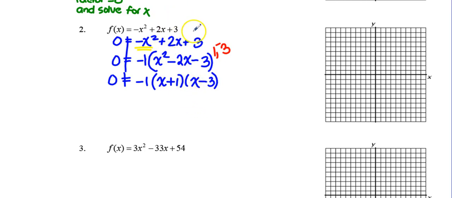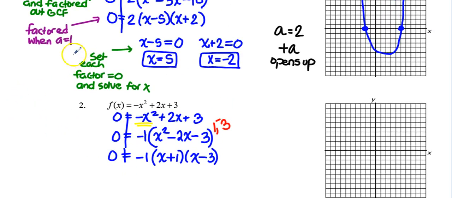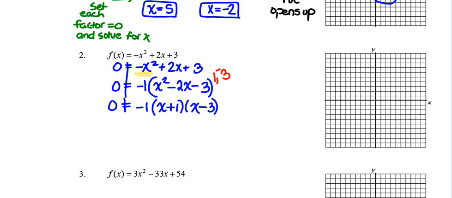What's next? Now that we've factored when a equals 1, we are going to set each factor equal to 0 and solve for x. So that's going to be x plus 1 equals 0 and x minus 3 equals 0.